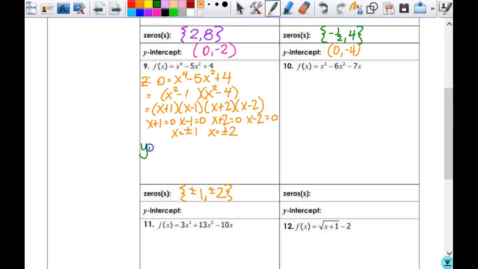Then for my y-intercept, f of 0 equals 0 to the 4th minus 5 times 0 squared plus 4. So that means that f of 0 equals 4. So my intercept is (0, 4). We good? Yes? All right, y'all work on number 10.